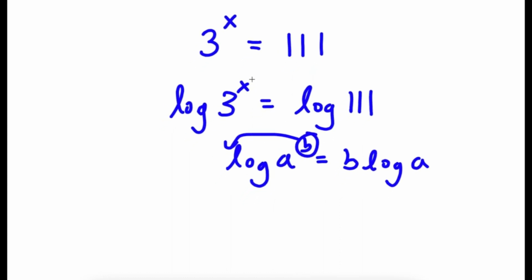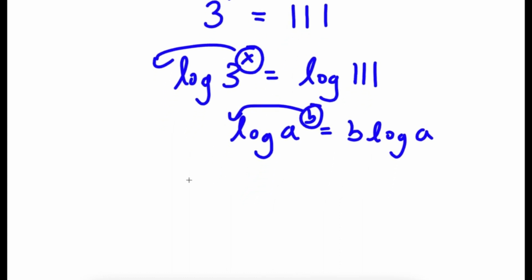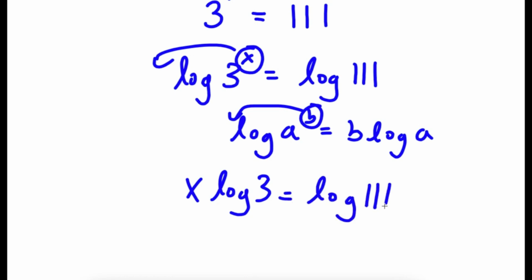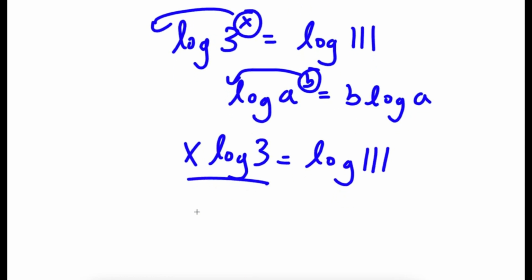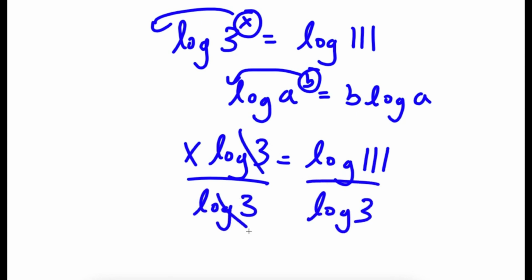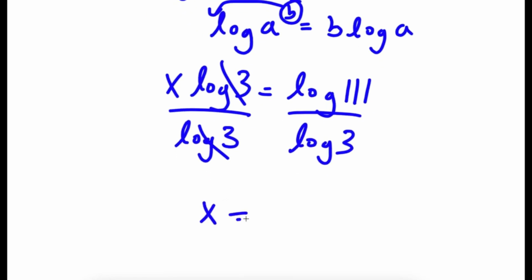So in this case, log 3 to the power of x, move x to the front. So then I have x times log 3 is equal to log 111. Now if I divide both sides by log 3, these two cancel out, and I have x is equal to log 111 over log 3.